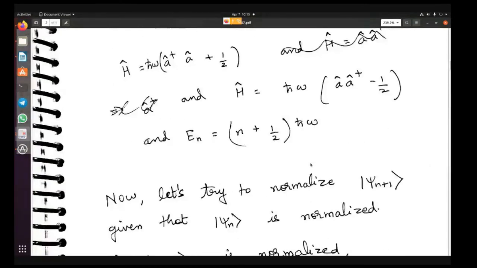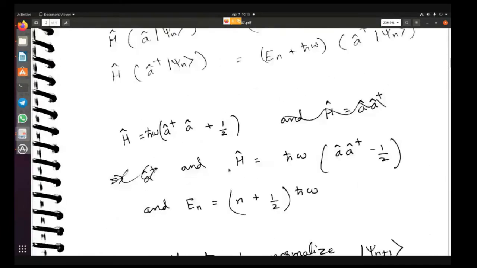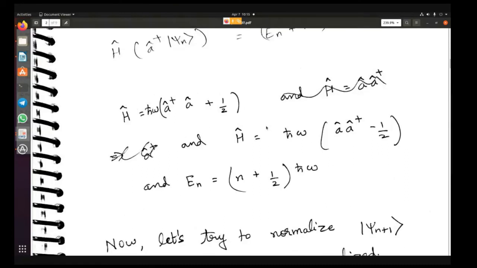Now I think what we need to do is normalize the wave function. Okay, so let's first look at these two Hamiltonians, right? The Hamiltonian is written in the form h cross omega into A dagger A plus half, or it can also be written in terms of h cross omega into A dagger minus half.